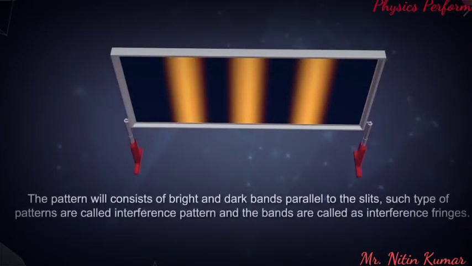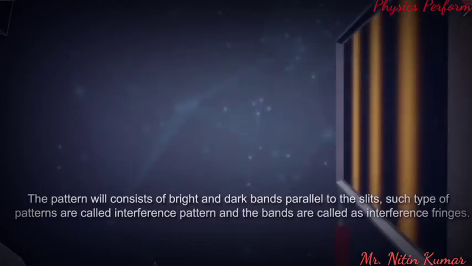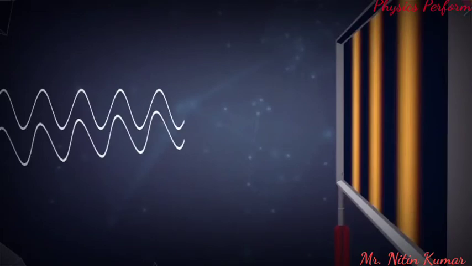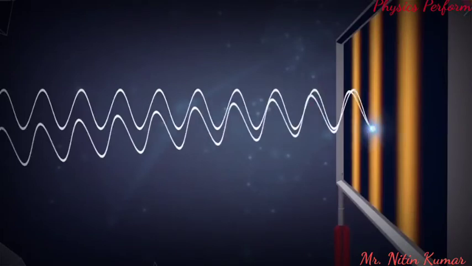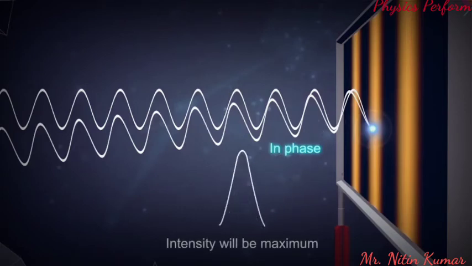The pattern will consist of bright and dark bands parallel to the slits. Such type of patterns are called interference pattern, and bands are called the interference fringes. Now, if two waves of light arriving simultaneously at a point in space are in phase, constructive interference takes place. The intensity will be maximum at that point, hence we get a bright fringe.